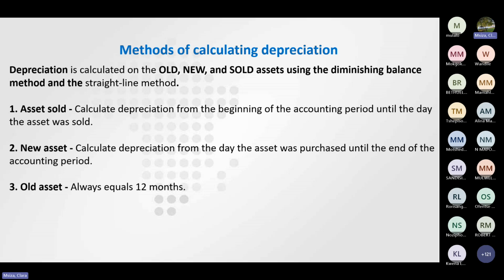When there's a new asset, calculate depreciation from when the asset was purchased until the end of the accounting period. So let's say the asset was bought on 1st of June until December, 6 months. So you need to multiply your 20,000 that you got for your straight line method times 6/12 if the asset was only bought in the middle of the financial period.